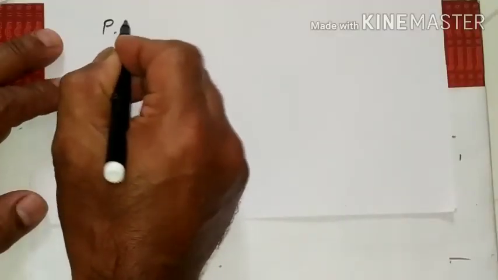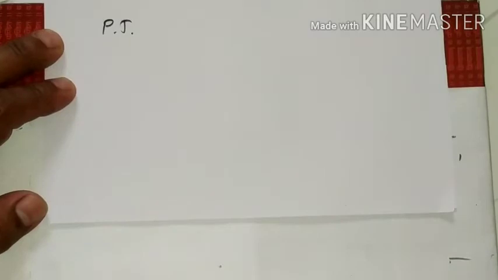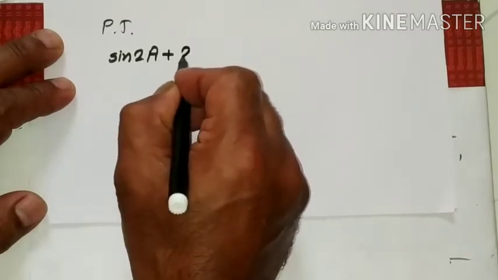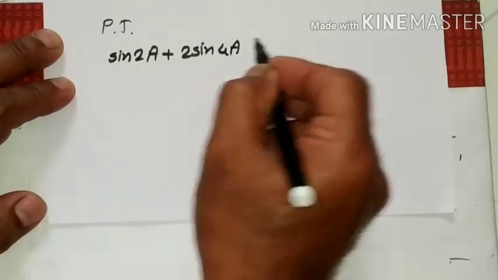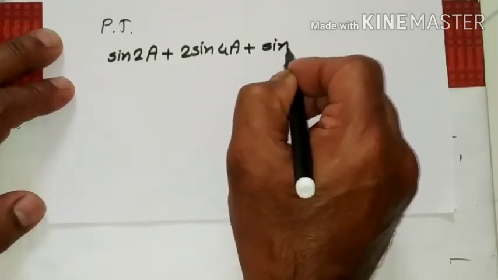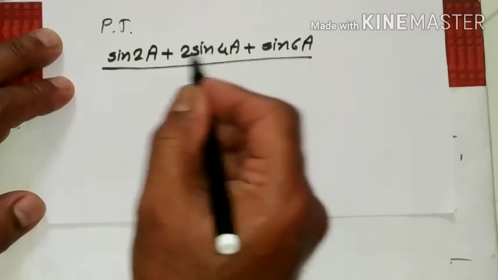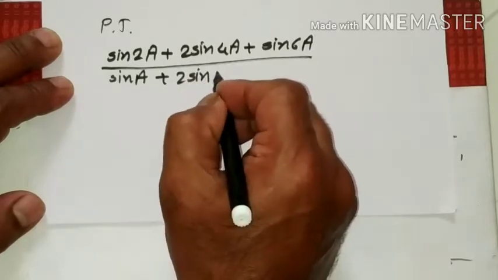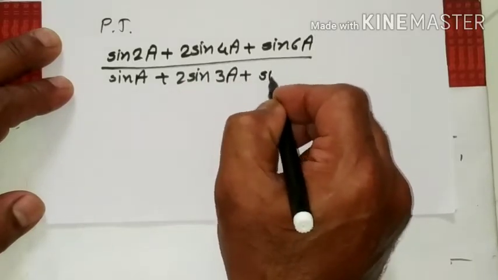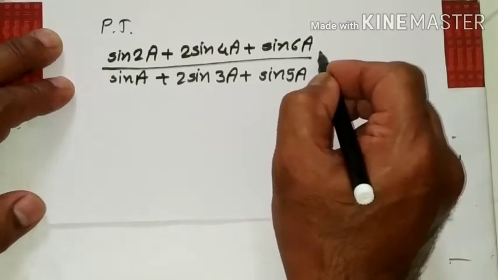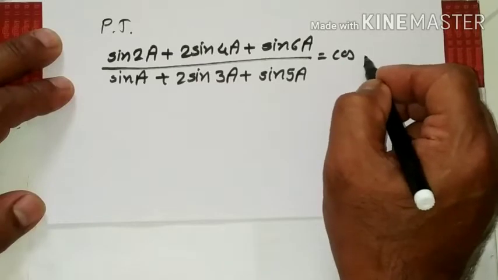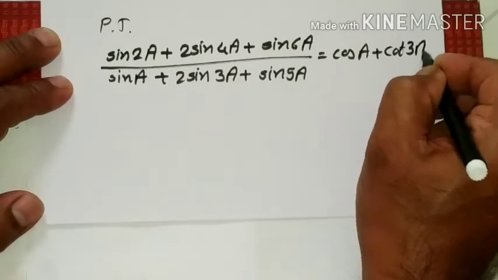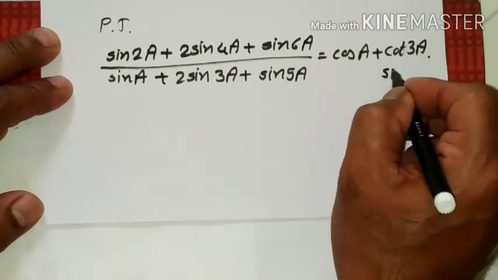Prove that (sin 2a + 2 sin 4a + sin 6a) divided by (sin a + 2 sin 3a + sin 5a) is equal to (cos a + cot 3a into sin a).